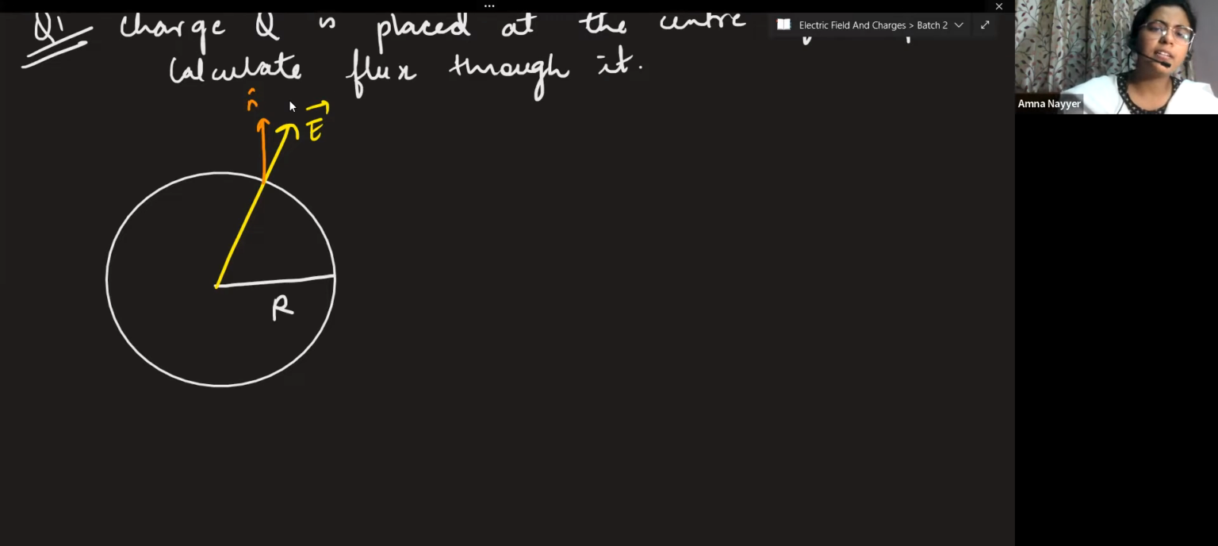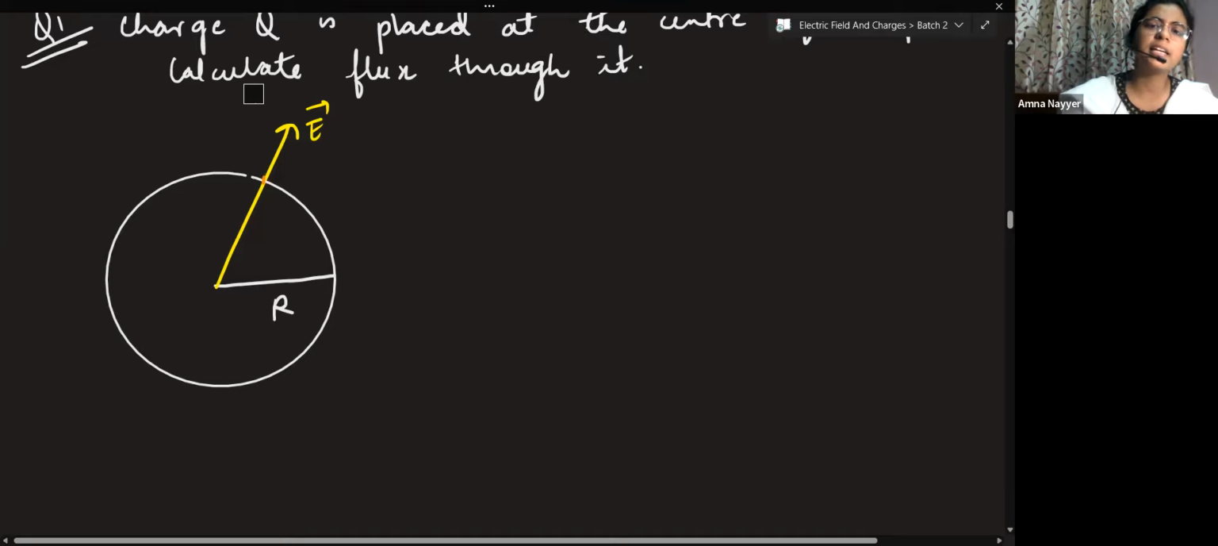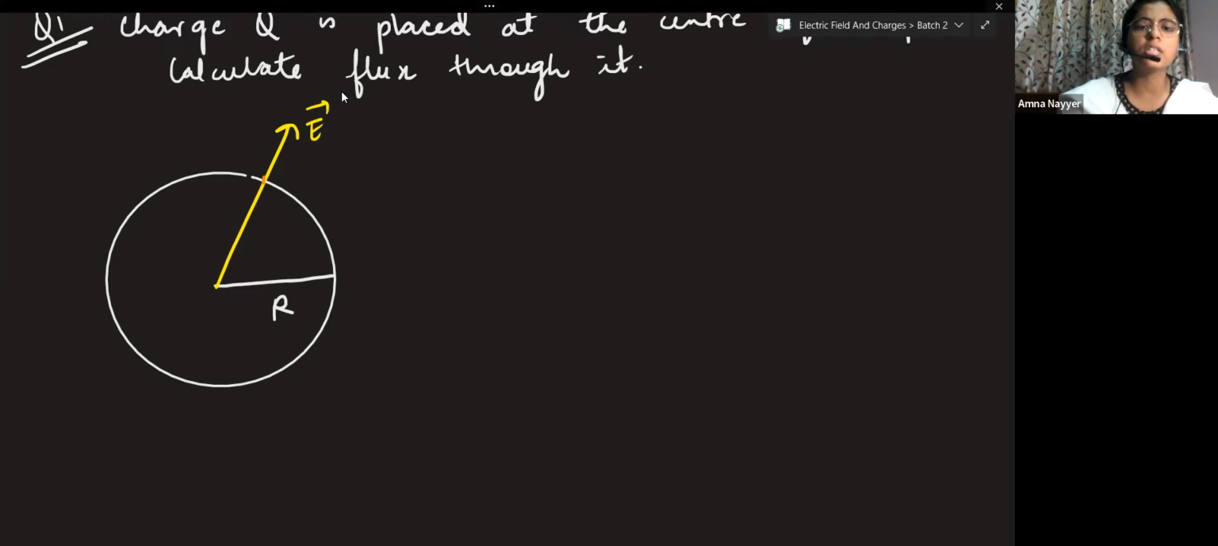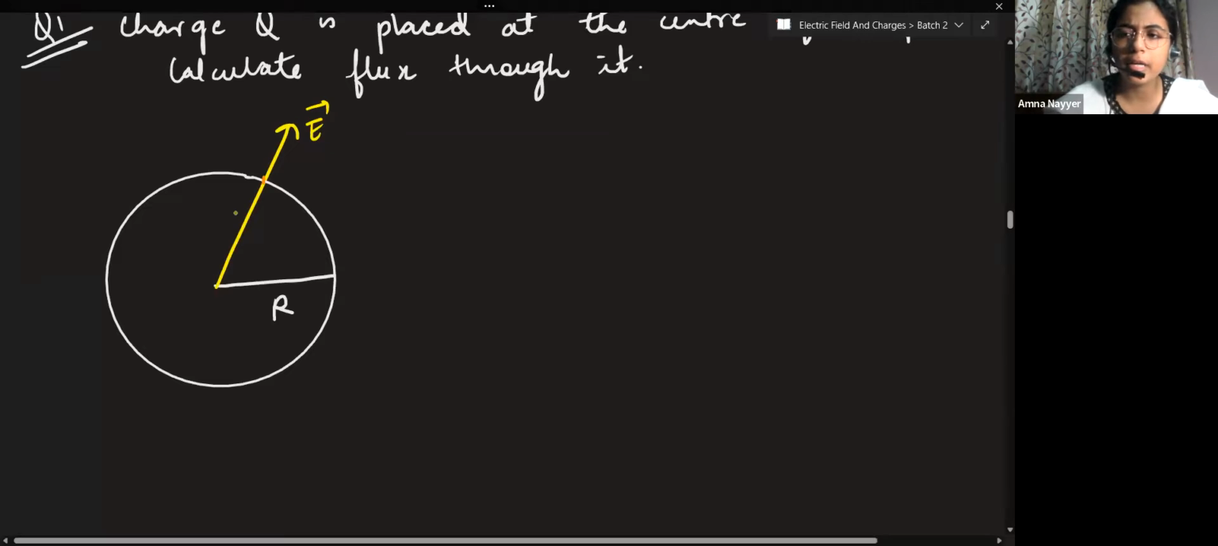Let us take electric field as perpendicular only, because there is no mention of any angle over here. So let's not consider the electric field as non-perpendicular to it because nothing has been mentioned. But if it is given, then you solve it in this manner, if you are provided with any angle.